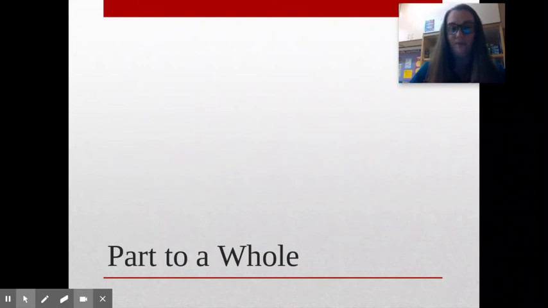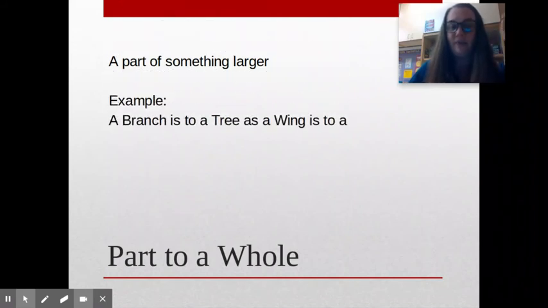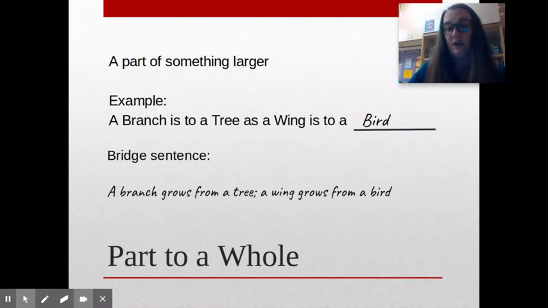Part to a whole. So this would be a part of something larger or something larger that's broken down into parts. For this example, we have a branch is to a tree as a wing is to a what? You should have bird. So your bridge sentence could be, a branch grows from a tree, a wing grows from a bird, or a branch is part of a tree, a wing is a part of a bird. Just remember, the bridge sentence for the first pair has to be the same as the second pair. You're only changing those specific words.